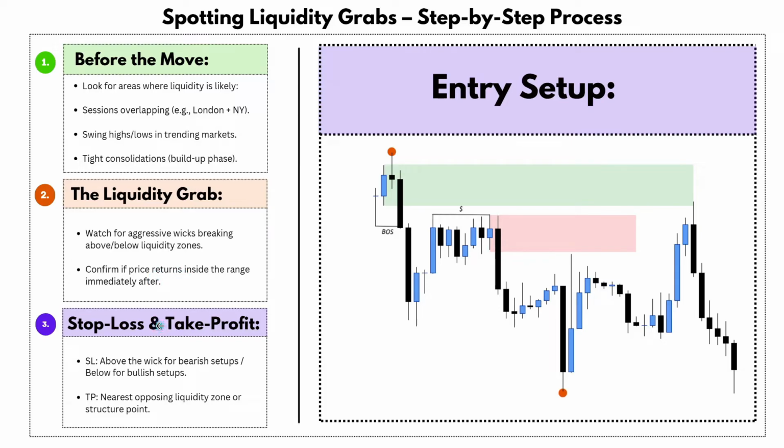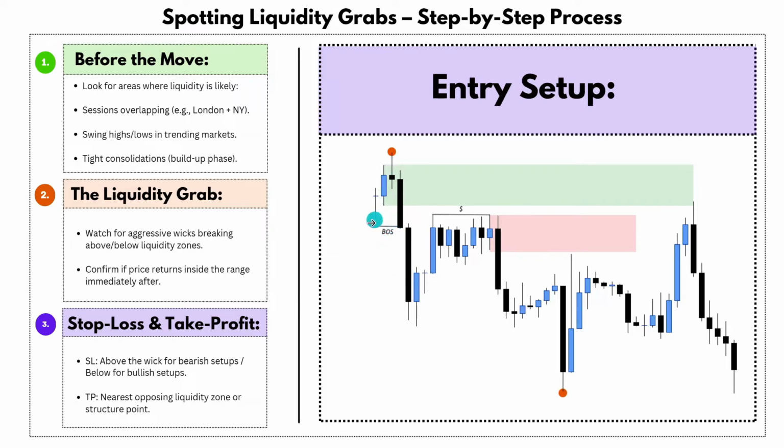And then number three is our stop loss and take profit. For our stop loss, we place it above the wick for bearish setups and below for bullish setups, and our take profit is the nearest opposing liquidity zone or structure point.